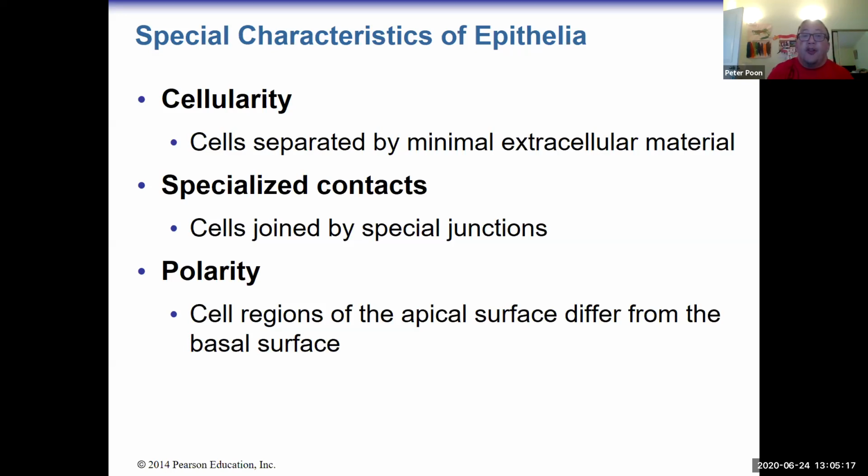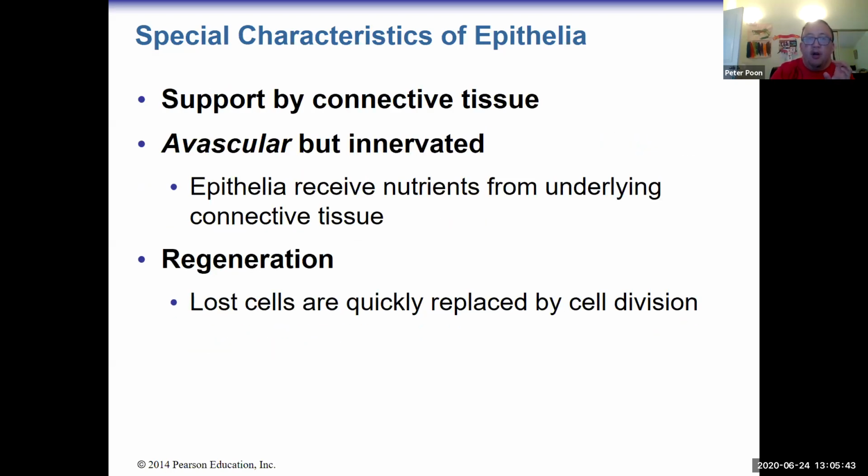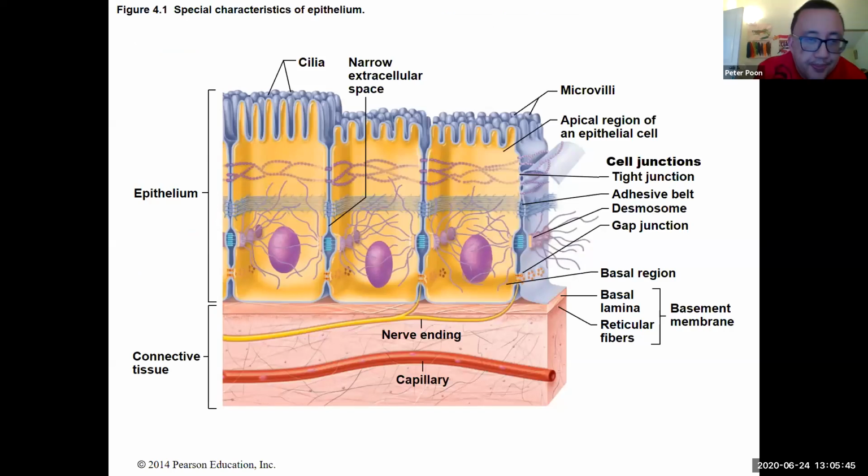The third topic, polarity. Polarity means that a pole, like north and south pole, are different. In magnets, you have a north and a south, and those poles are different from the other. In charges, you have a plus and minus, and those things are different from the other. Those are polar. So polarity means that the cell regions are different. Let me explain what that means.